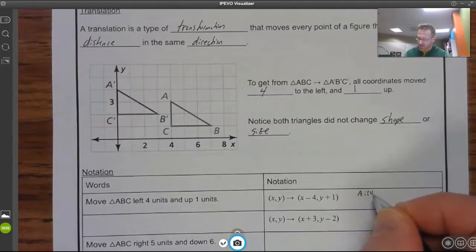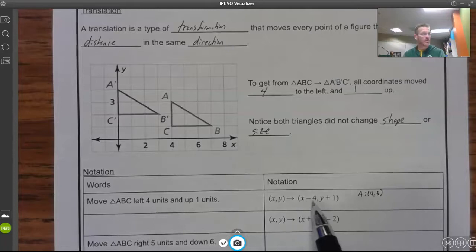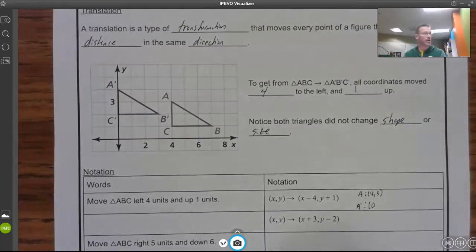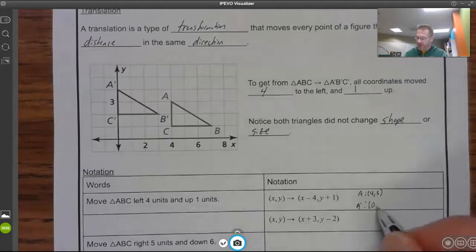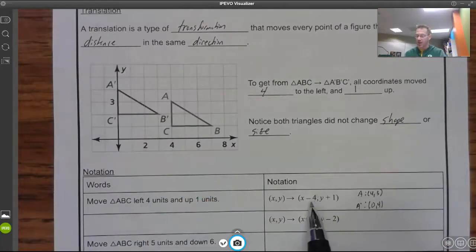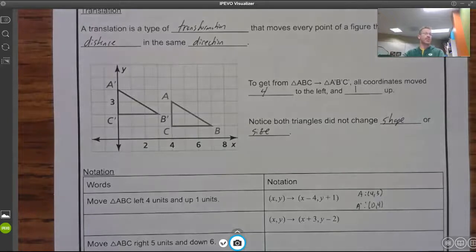So notice if I subtract 4 from 4 to get A prime, I get 0. And then if I add 1, I get 4. And you can see that A prime is at 0, 4. So you literally can take the coordinates of your pre-image, plug them in to get your new coordinate. So x minus 4, so to the left 4. y plus 1, up 1.